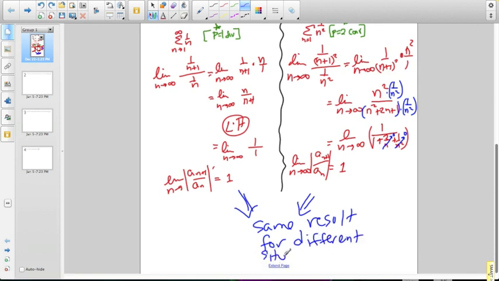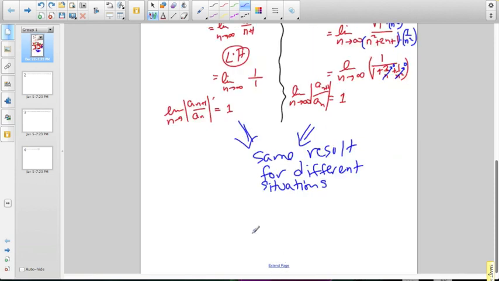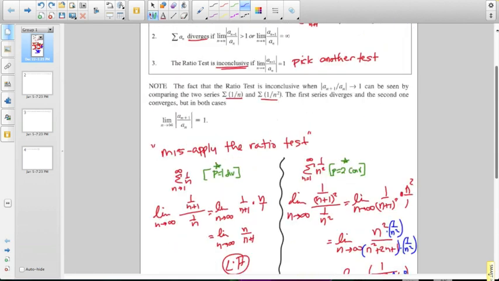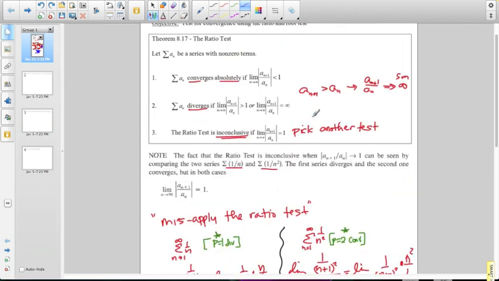So since we're getting the same results for different situations, in other words, the same results for convergence that we do for divergence, we have to declare that getting a value of 1 is inconclusive. We've got to rule that out as a possibility to determine convergence or divergence. So that's the reason why we have this statement up here that when we get a ratio of 1, we have to pick another test.